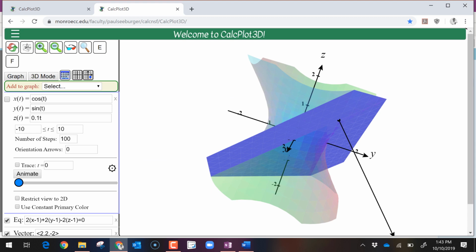So this is going to be a space curve: 1 plus 2t, 1 plus 2t, and then 1 minus 2t. And this goes from negative 10 to 10, which is, I think, a lot. So let me start by going from 0 to 1.